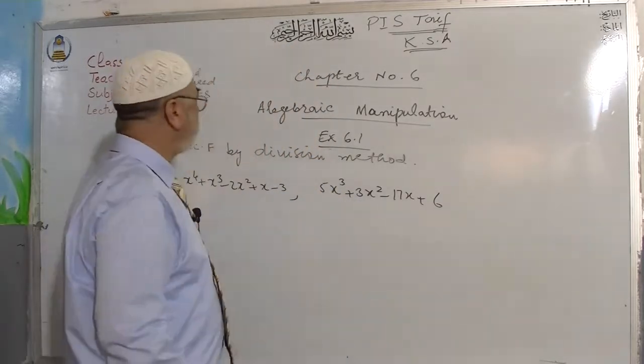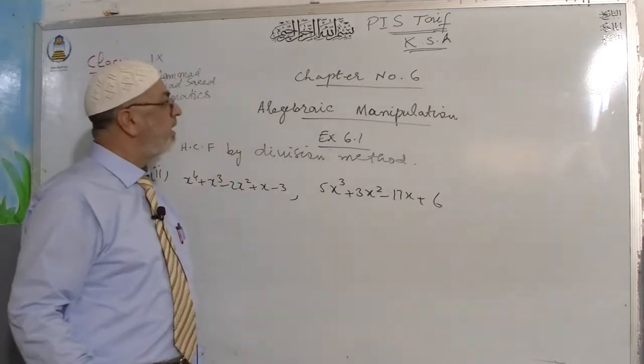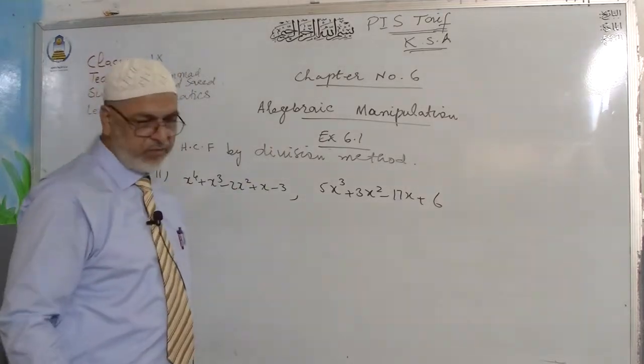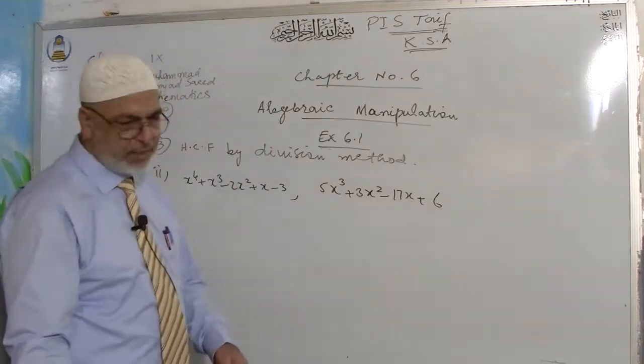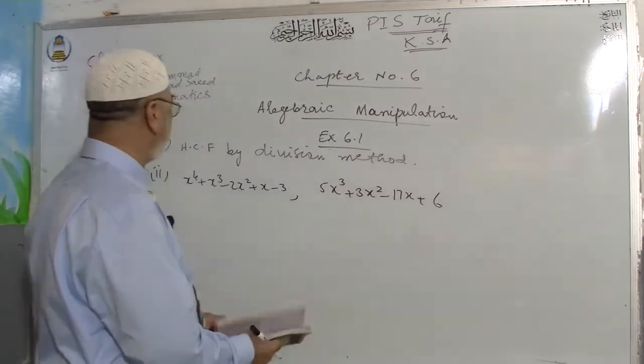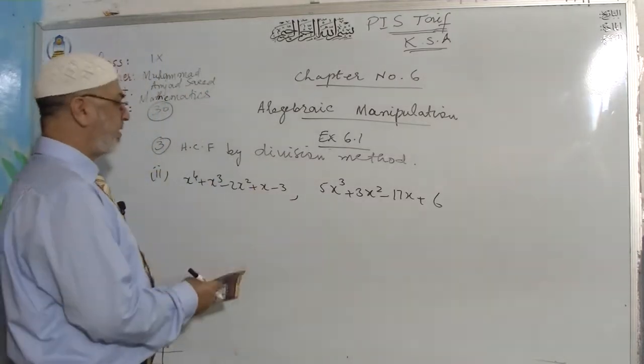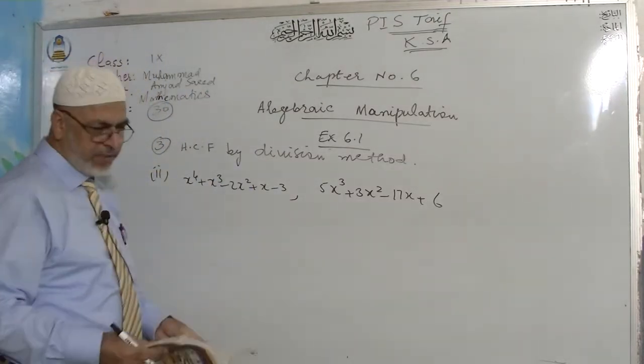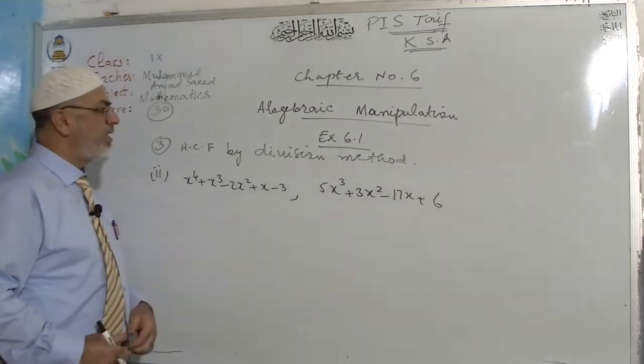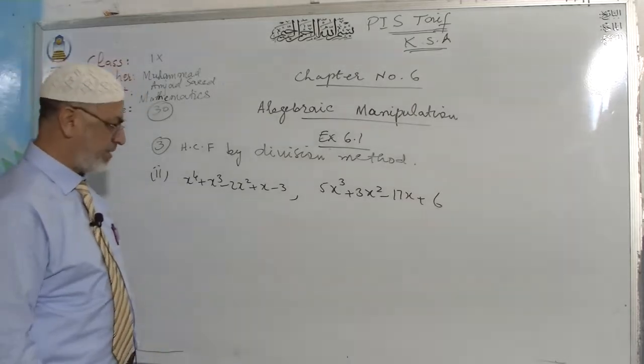And we will continue our lecture number 30, that is chapter number 6, exercise 6.1. Last time we finished part number 1 of question number 3, that was HCF by division method. Here I have written part number 2. We have to find HCF by division method.